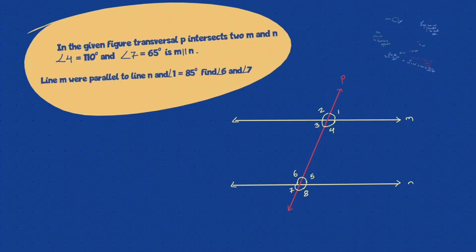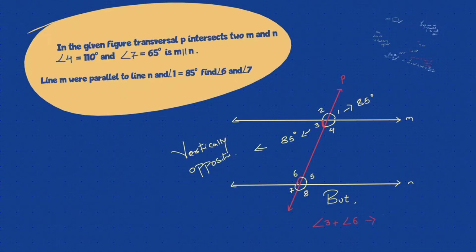Now I put a different scenario to the same question. Line M is parallel to line N. Now he's saying M is parallel to N. Consider that a new question, and angle 1 is equal to 85 degrees. So I'll say angle 3 will also be equal to 85 degrees, yes, vertically opposite. And I am being asked what are angle 6 and angle 7. By vertically opposite, I know angle 3 is equal to 85. What is the relationship between 3 and 6?